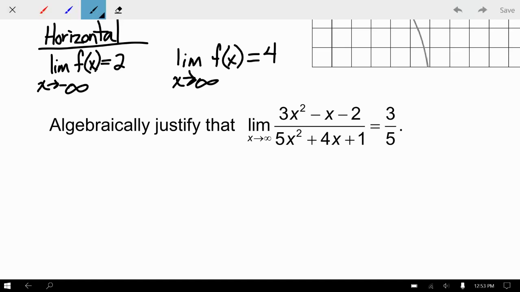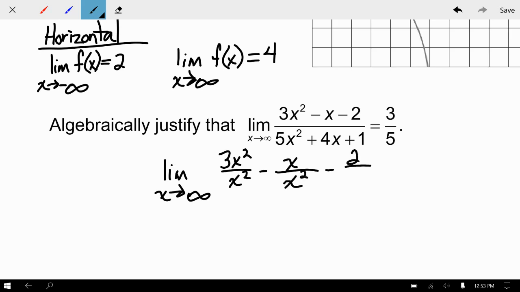And what we can do with this as our other method is we can think about, okay, what's the highest degree term here? It's x squared. So I can divide everything in both the numerator and the denominator by x squared. And I've shown you this before, but I just want to do this as a quick review because this is really the focus of this section. So I'm dividing all of these terms by x squared.